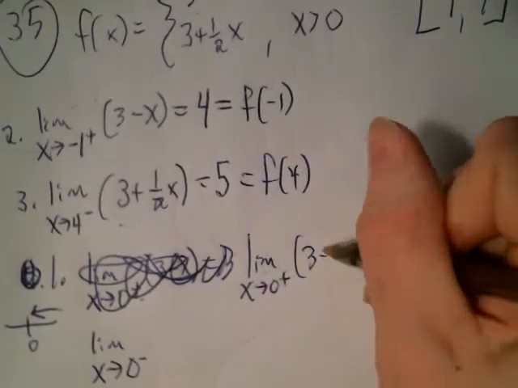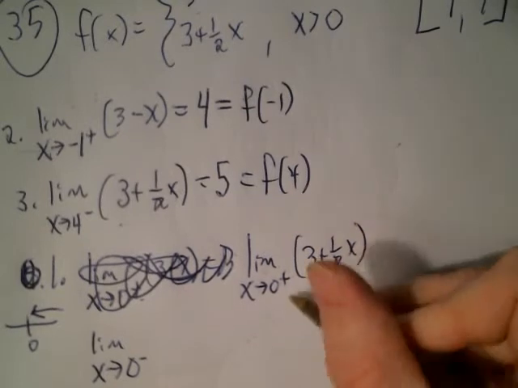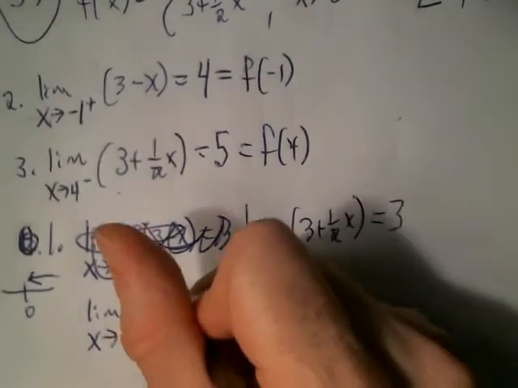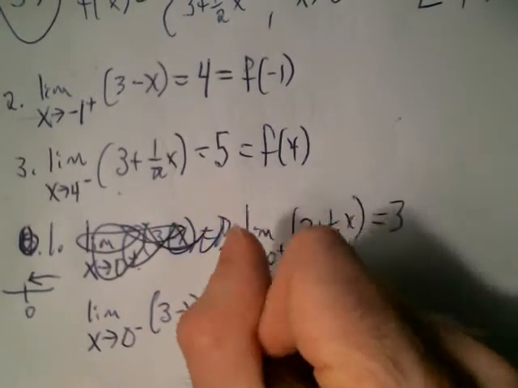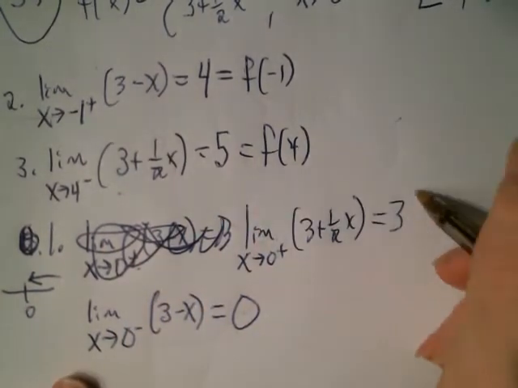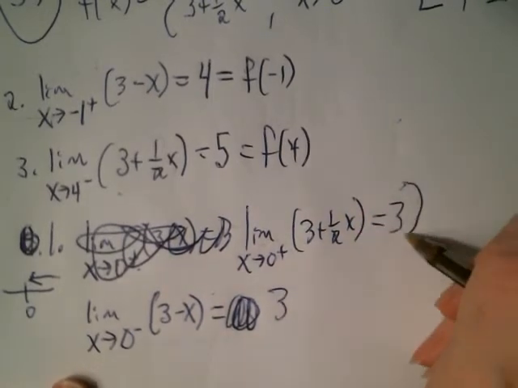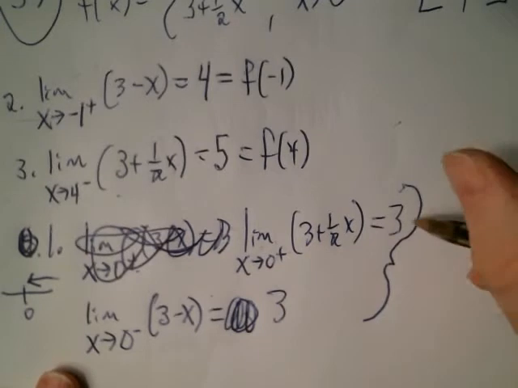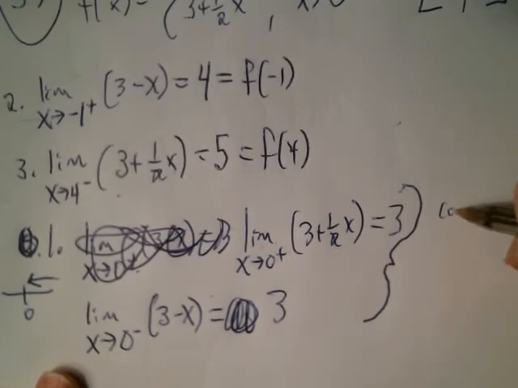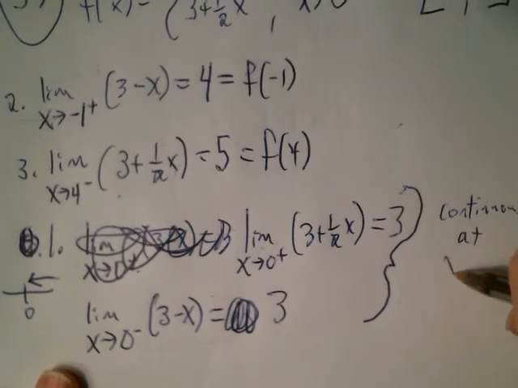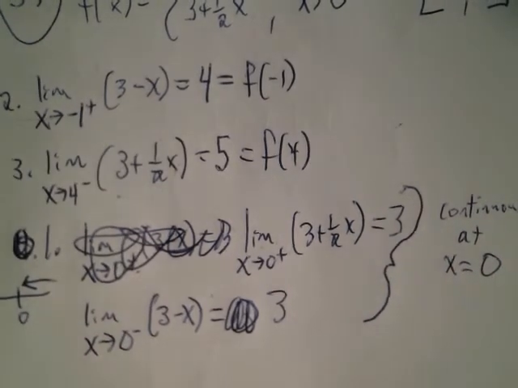Okay, so it's 3 plus 1/2 x. If I plug 0 in there, I just get 3. When I'm coming in from the left, I'm using the other piece, 3 minus x, and again, 3 minus 0 is 3. So these are the same, and so it's going to be continuous at x equals 0. Let me just make sure.